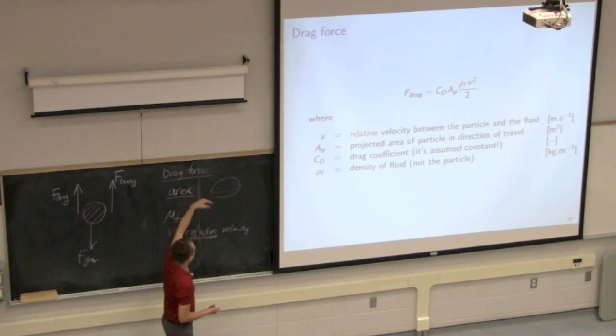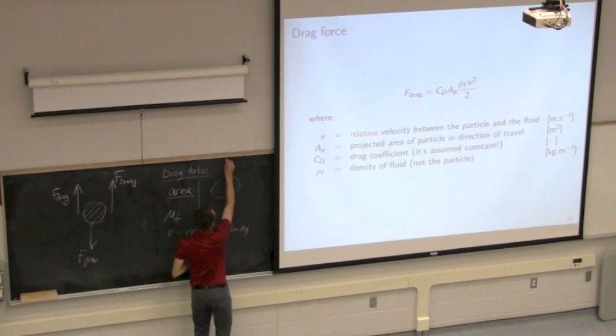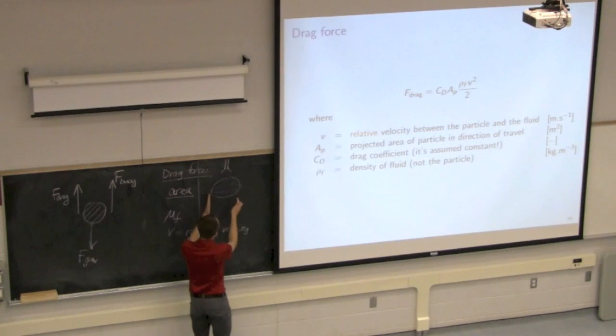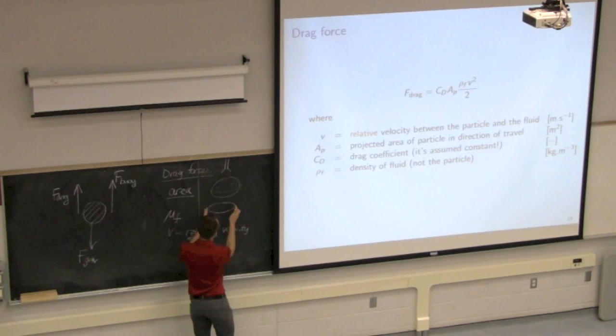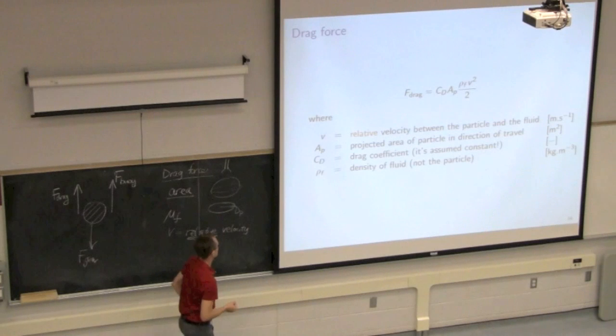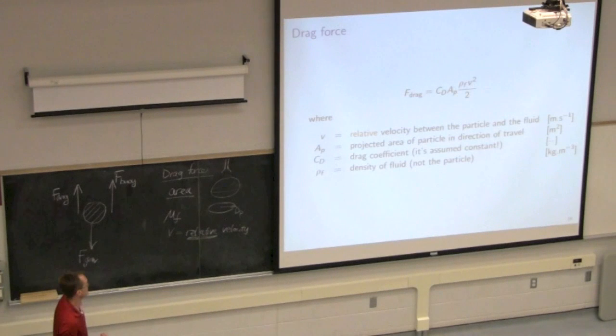Projection essentially means if I took a flashlight over here and shone it, what is the shadow going to be? The shadow is simply a circle with a certain diameter dp. So AP is the projected area of that circle with the diameter dp. It's not the surface area of the bottom half of the sphere, as you might suspect.